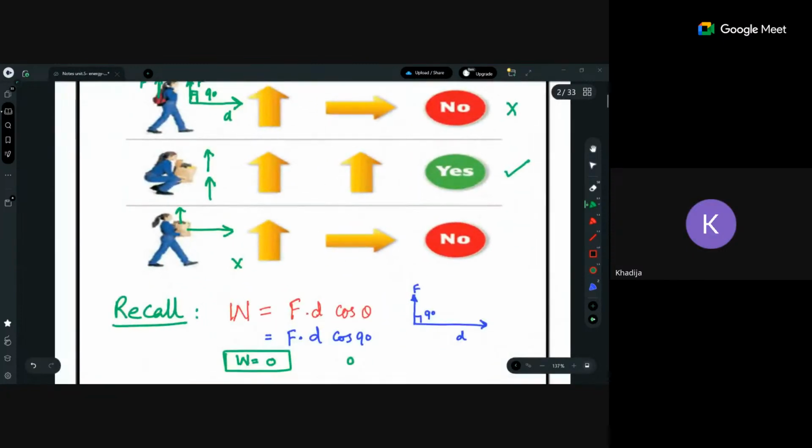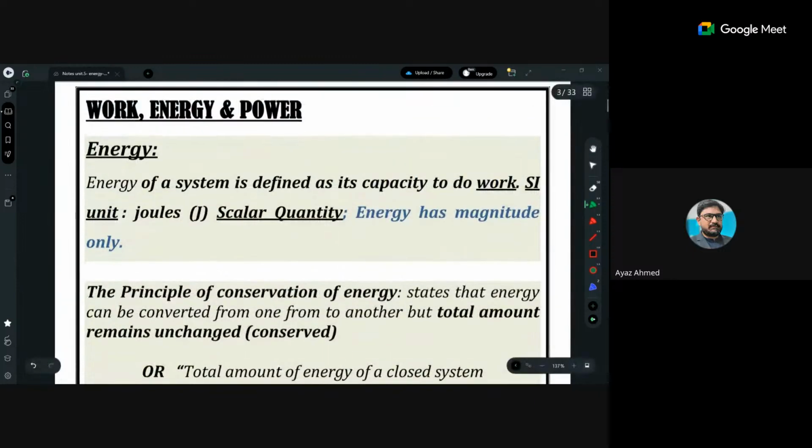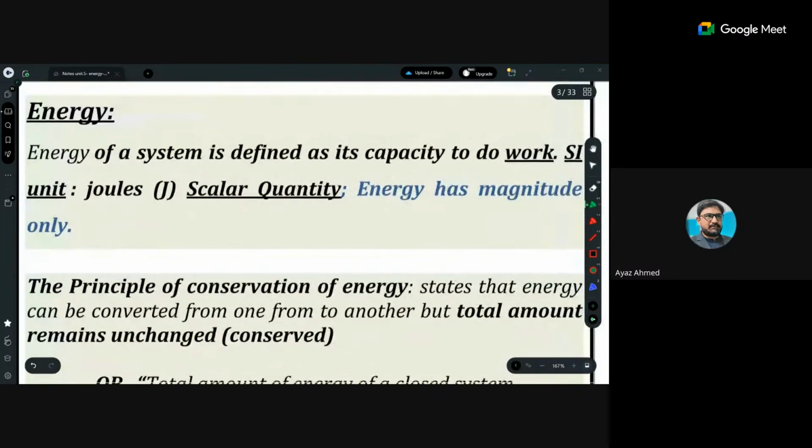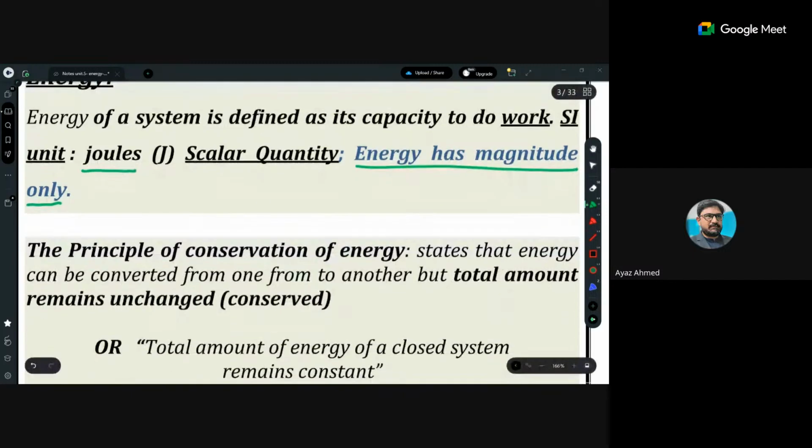Yes, sir. Okay, the next topic is energy. Actually, energy is a sort of ability of doing work. It's the capacity of doing work also. It is measured in joules. Its unit is joule, it is a scalar quantity, and energy has magnitude only. Then we have different forms of energy. I will talk about that in the next slide.